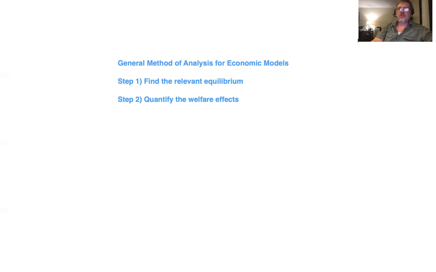When you approach the questions on Ignatium and in your text, there are a couple of general ideas that you want to have to frame what you're doing. So this is an example of how to do that. The general methods when you analyze these models are, first, find the relevant equilibrium, and then quantify the welfare effects. The first part of this supplemental lecture is about finding the relevant equilibrium in a couple of different cases that we've already talked about.